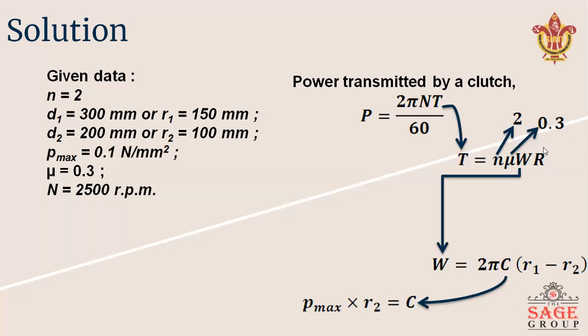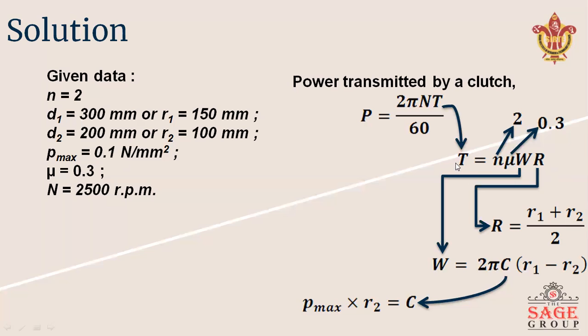Now we have to calculate the value of R, the mean radius. So R for uniform wear theory, that means the mean radius for uniform wear theory, is equal to R1 plus R2 divided by 2. So we have the values of R1 and R2, 150 and 100, which gives 250 divided by 2. So we will have the value of capital R. Substitute all the values in this equation, and we will have the value of torque transmitted by the clutch.